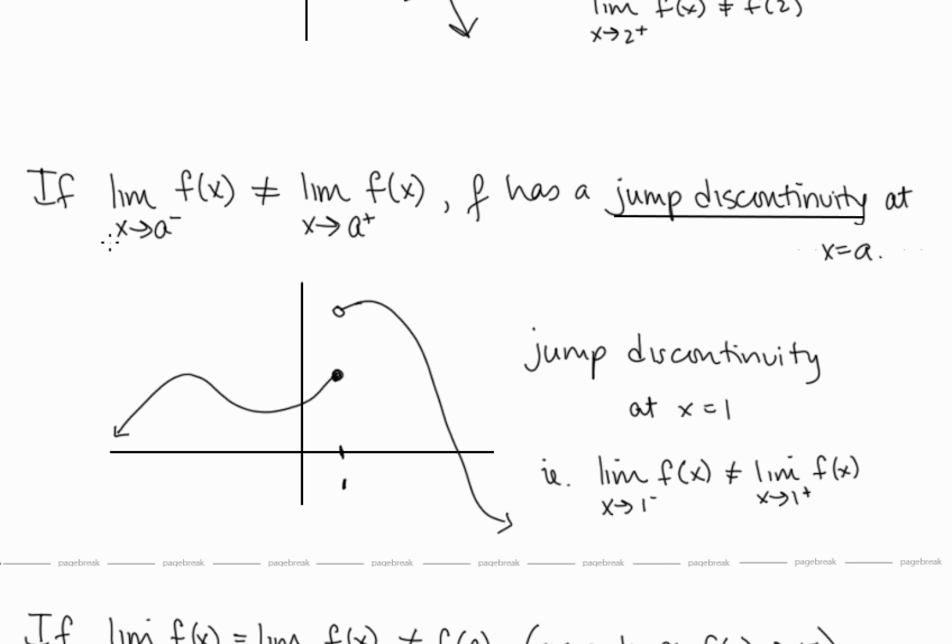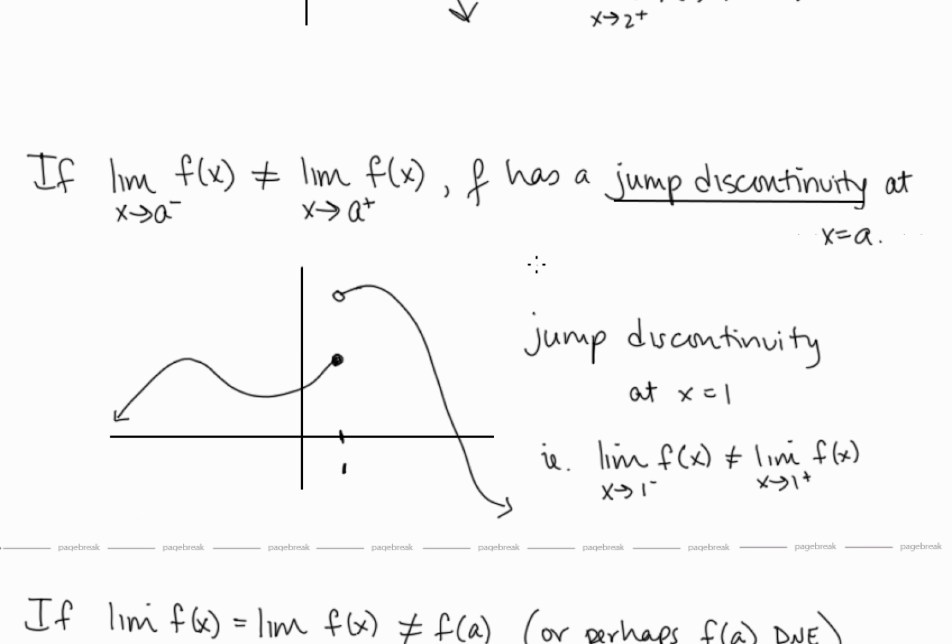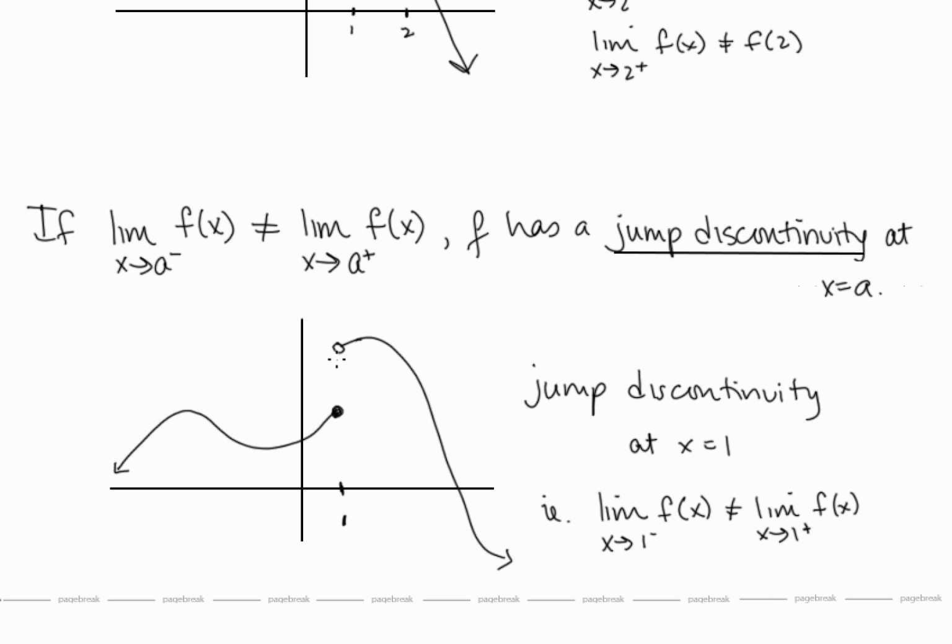If the limit as x goes to a from the left of f of x is not equal to the limit as x goes to a from the right of f of x, f has a jump discontinuity at x equals a. So here we have a jump discontinuity at x equals 1, because the limit from the left is not equal to the limit from the right.